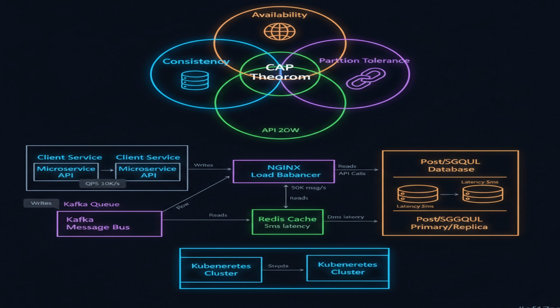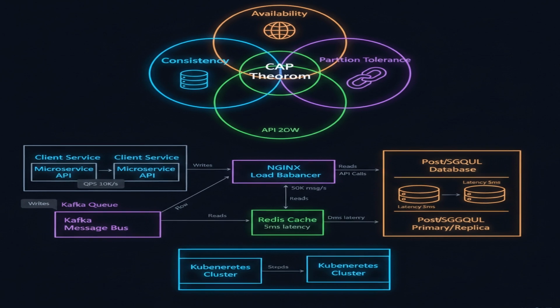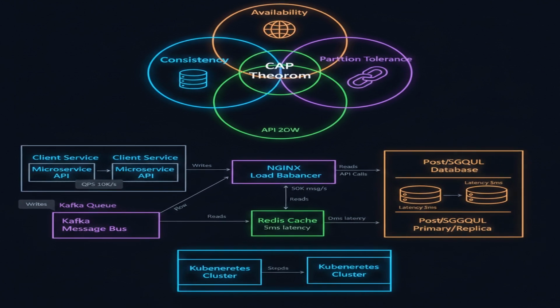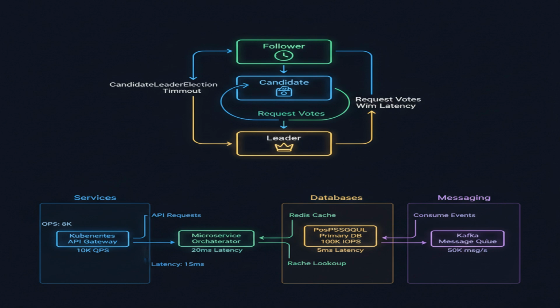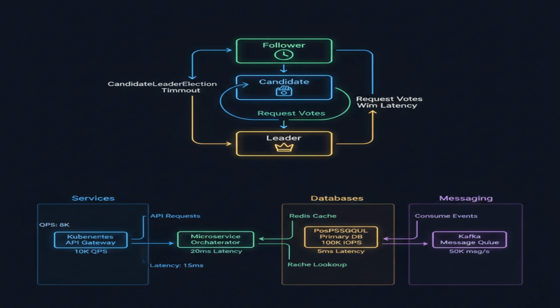Safety means the algorithm never returns an incorrect result, while liveness means it will eventually return a result. Key terminology includes leader, follower, proposer, acceptor, and learner. Roles we'll unpack shortly. With the foundation in place, let's tackle Raft. Raft achieves consensus through a leader election process.